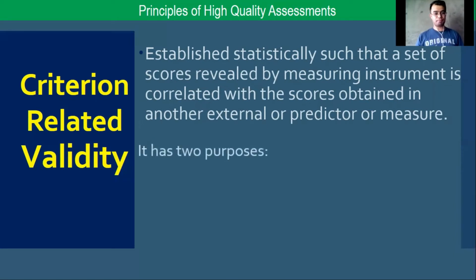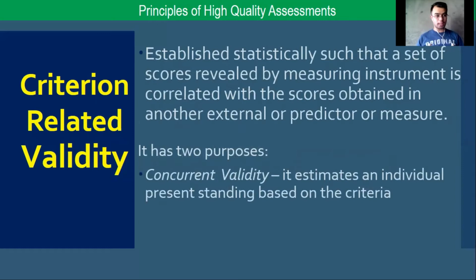And it has 2 purposes. The first one is concurrent validity. It will estimate an individual's present standing based on the criteria. So for example, you took a 100 item test and it uses the criteria of the LET exam, and we know that the passing rate of the LET exam is 75% and you only got 70%, it means if you are going to take the exam today, you will likely fail. But that is good because that is just a trial exam. It means that you still have something to do to improve your score.